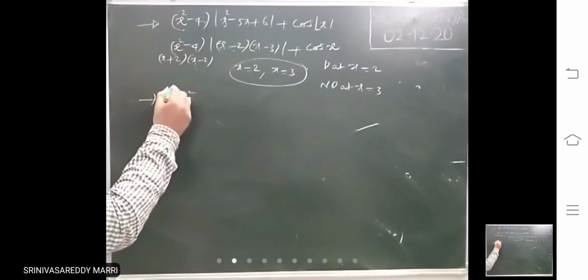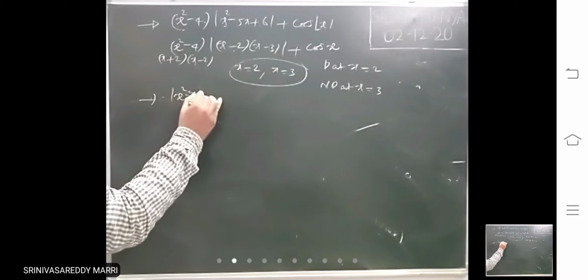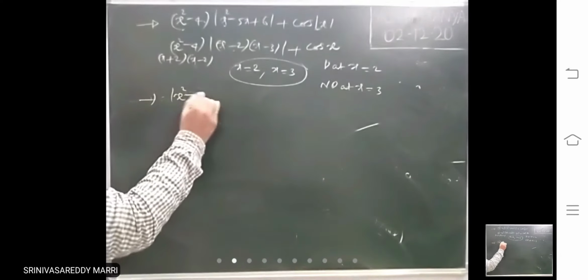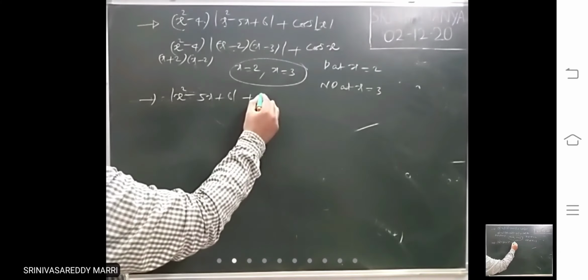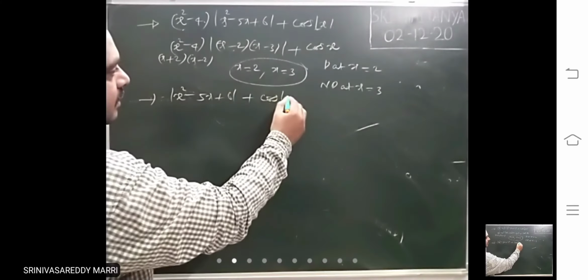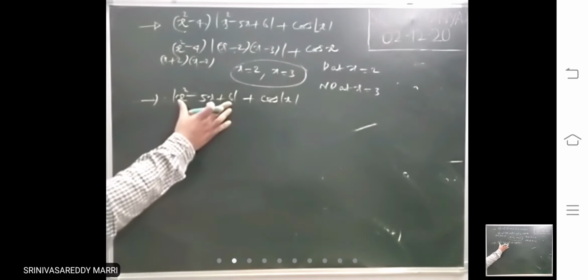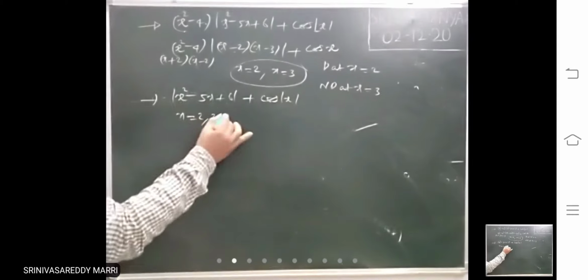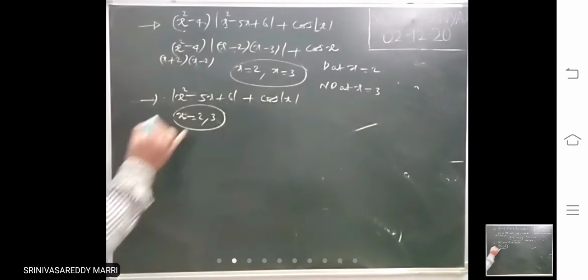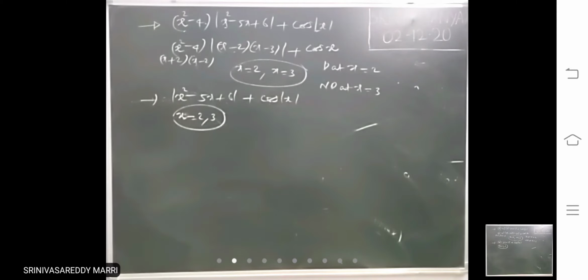Suppose this is not there, then no problem. Suppose this is there, no problem. This is 0 means what? Both 2, 3 will be the answer. Like that you can make use of this rule.